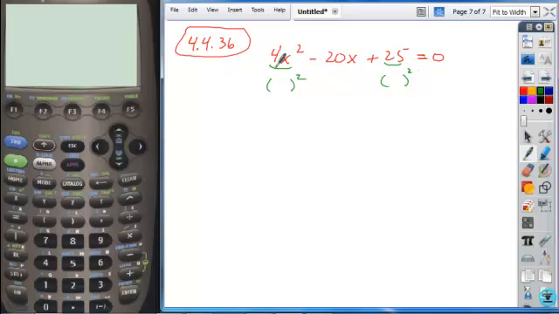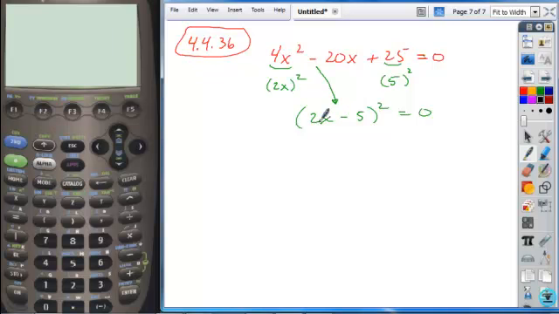What base do you square to get 4x squared? And what base do you square to get 25? So if we take the product of these two bases and double it, do we get this middle term's coefficient? 5 times 2x is 10x, double that is 20x. So yes, what that means is we have our binomial square form, and all we need to do is copy down whatever the sign is of that middle term.